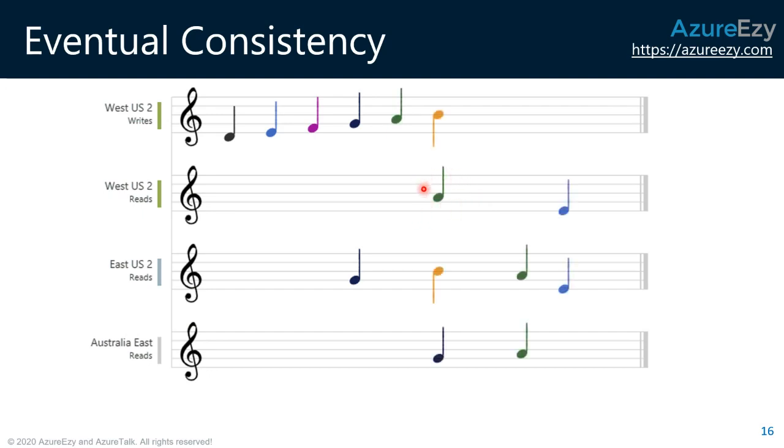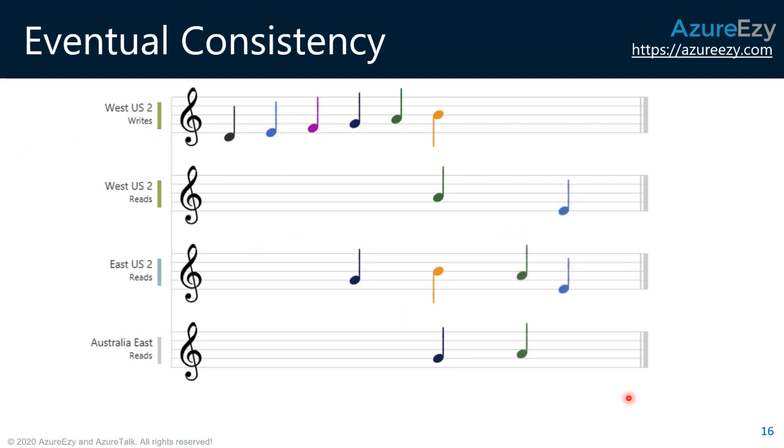That's the eventual. But eventually, at the end of the day, or maybe at the end of this musical note, all the data would be replicated. All the regions would have the same data, but that would be eventual. But we need it right now. Right now, we may or may not have the updated data. So that is eventual consistency. And this is the weakest consistency of all five.